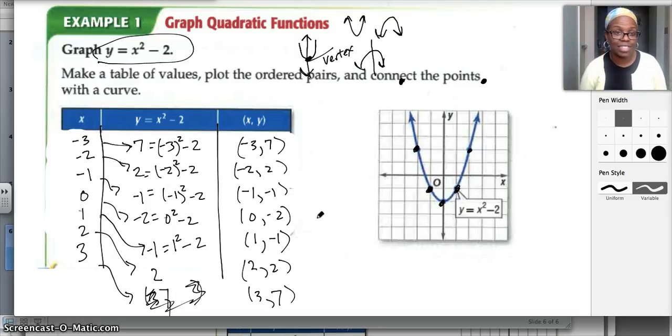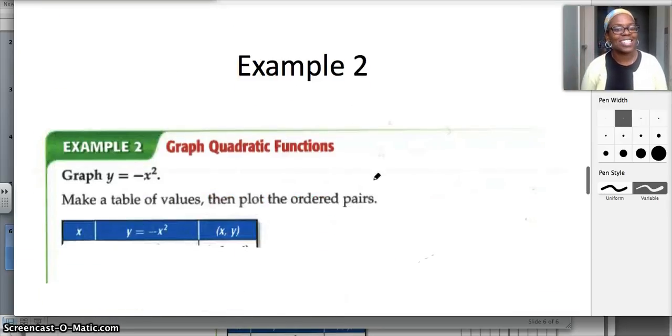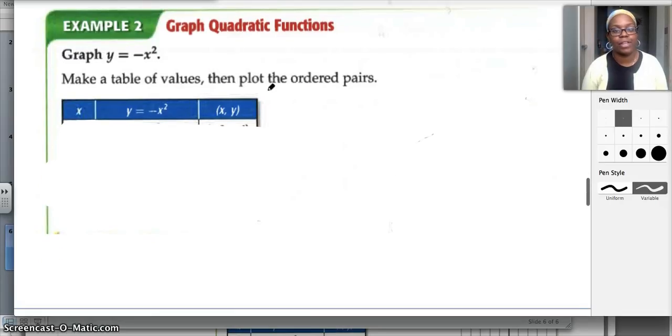Are you guys ready for the next example? I'm sure you are. So let's look at this one. Here's example 2. We're going to make a table of values, then plot the ordered pairs. So this is very similar.